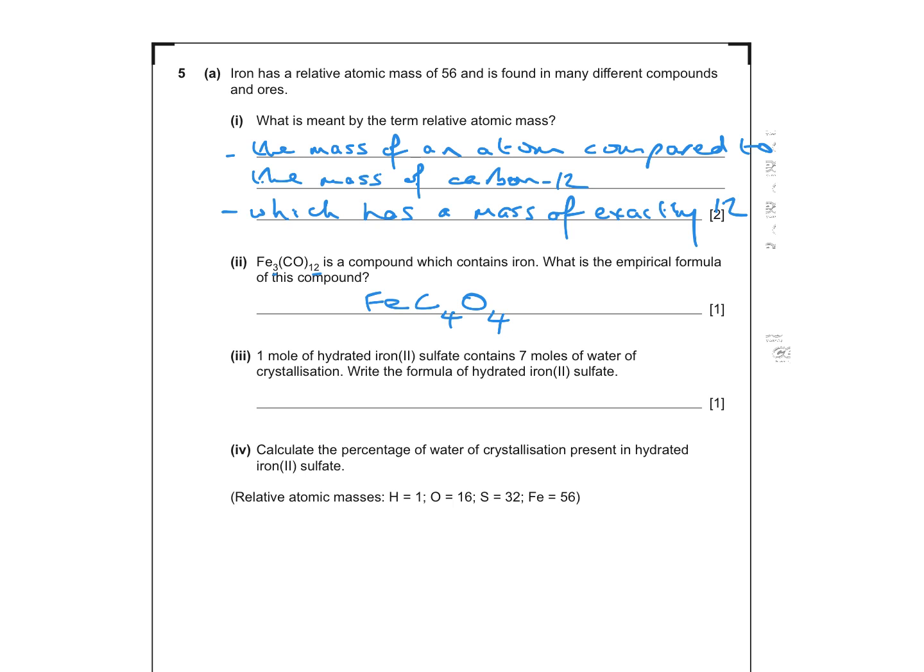The formula then of this hydrated salt. Well, hydrated salts always have a formula, a dot, and then whatever number of moles of water. Iron 2 sulfate is FeSO4. We put a dot, and we're told there's 7 moles of water of crystallization, so it's going to be 7H2O.